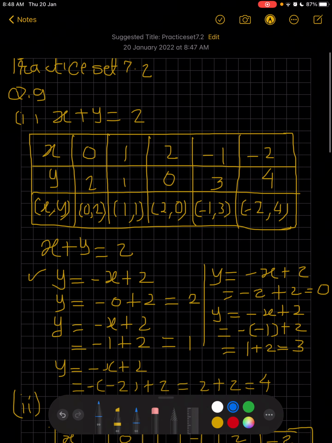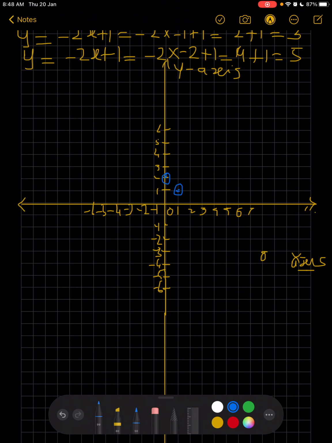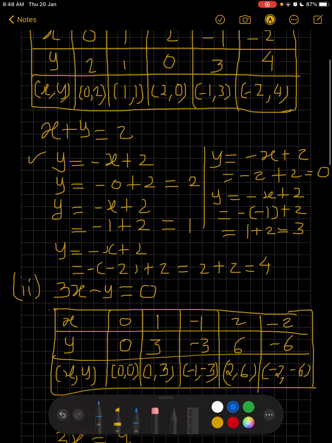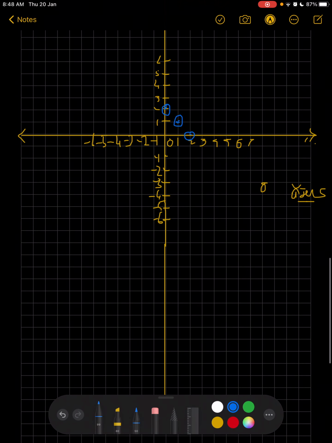Then 2, 1. Let me check. 2, 0. It is 2, 0. Third point, 2, 0. Fourth point of table number 1, minus 1, 3. Minus 1 here and 3 here. And the last one, minus 2, 4. Minus 2 here and 4 of y here.